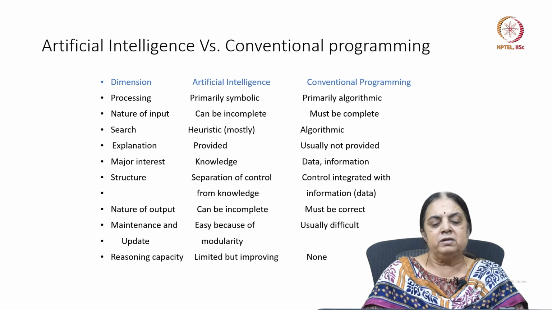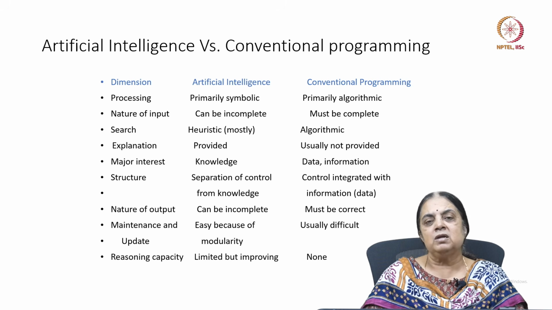Okay, so let us look at the difference between artificial intelligence and conventional programming. What is the difference? If you look at the processing, in artificial intelligence it's mostly symbolic processing.